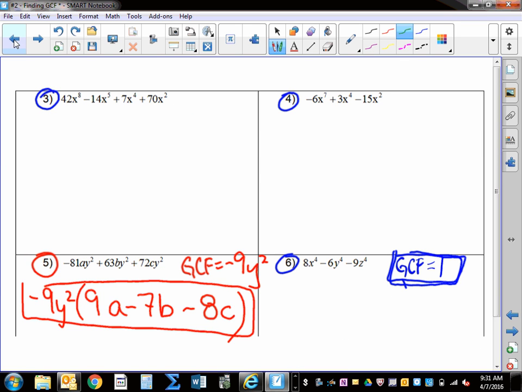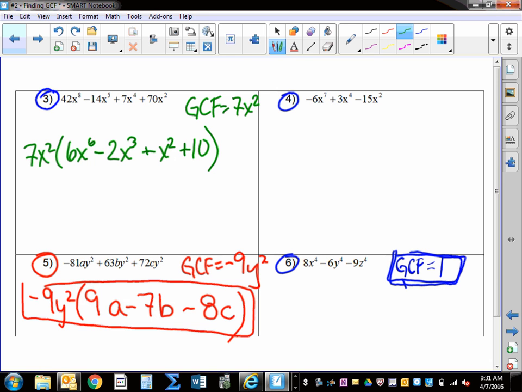Alright. What was your GCF for number 3? 7x squared. Good. So when we factor out 7x squared, we should have gotten 6x to the 6. Good. Negative 2x to the third. It was fifth, but then we took out an x squared. Alright, then plus x squared, or 1x squared, good. Plus 10. Got it. Good.